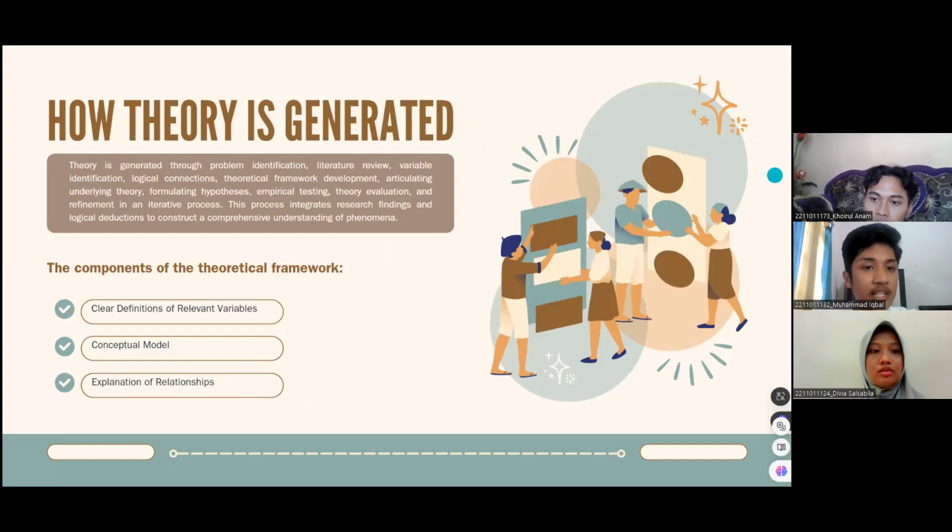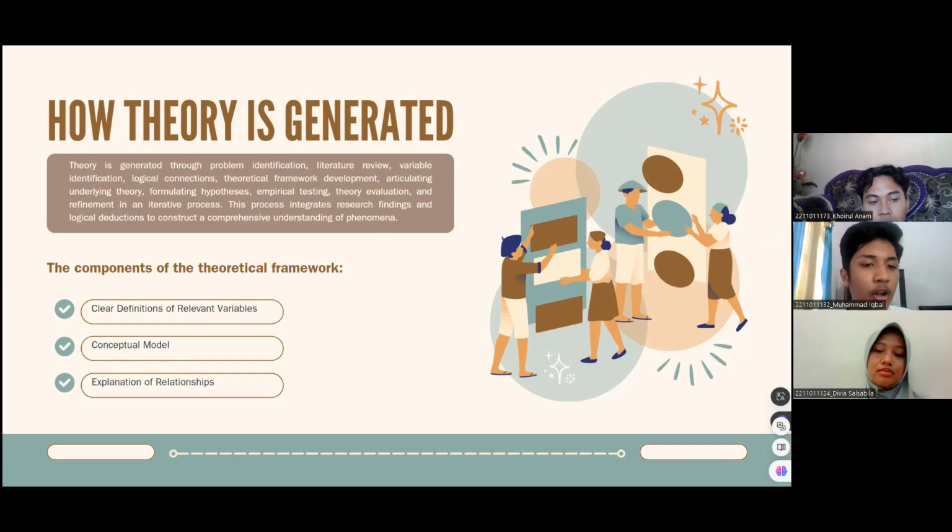And next one is how theory is generated. Theory is generated through problem identification, literature review, variable identification, logical connection, theoretical framework development, advocating underlying theory, formulating hypothesis, empirical testing, theory evaluating, and refinement in an iterative process. This process integrates research findings and logical deduction to construct a comprehensive understanding of phenomena.